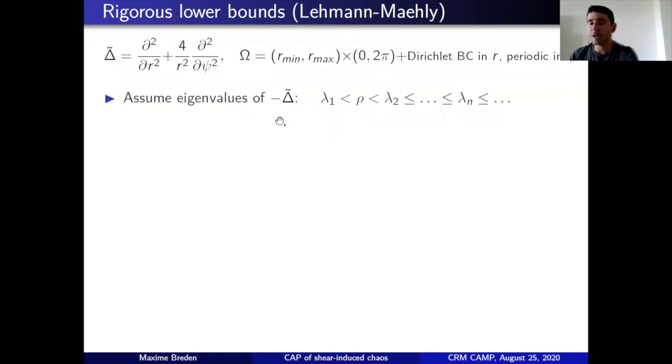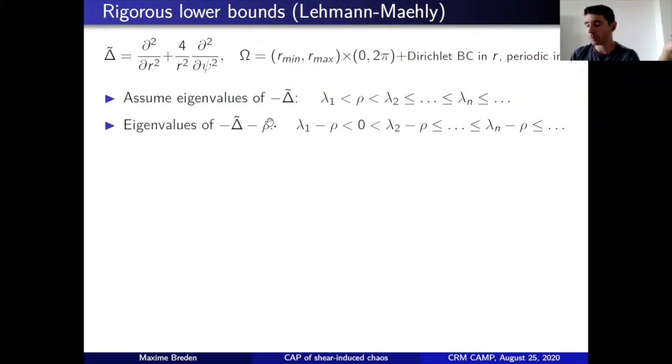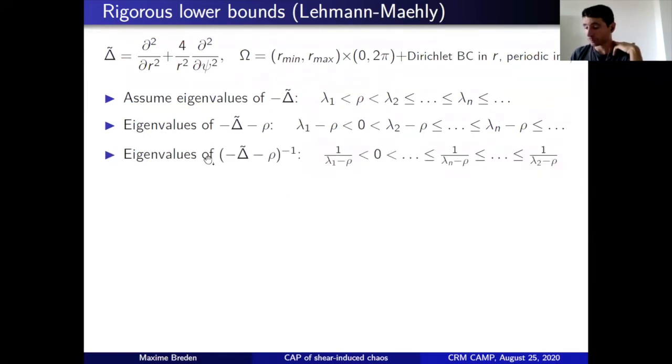If I do that, now I will play a bit with the operator and the spectrum and try to do something similar to what I did before. First, let's shift the spectrum by rho, or equivalently, look at minus delta tilde minus rho instead of just minus delta tilde. This way I have one eigenvalue, lambda1 minus rho, on the negative side and everything else on the other side. Then I take the inverse, so I just invert my eigenvalues. On the left side, I had only one, so nothing changes.